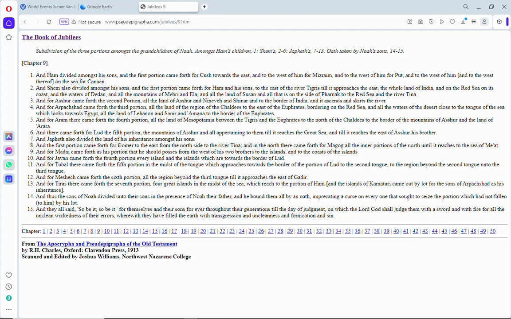Yes, I want to look at another potential revelation on where Canaan settled right in the beginning. So we're going to look at when Noah divided up the territories amongst his sons, Shem, Ham and Japheth.